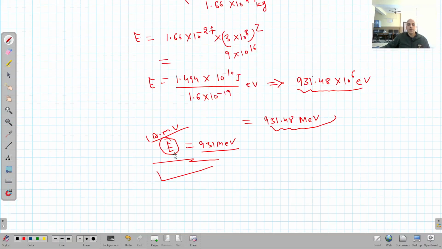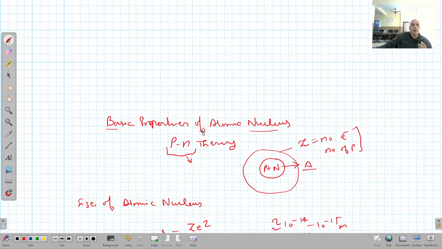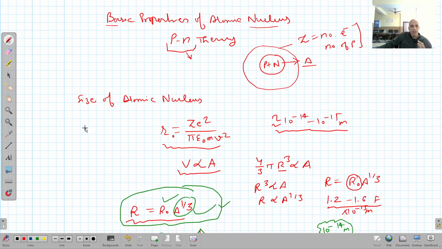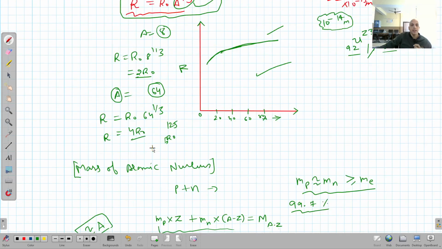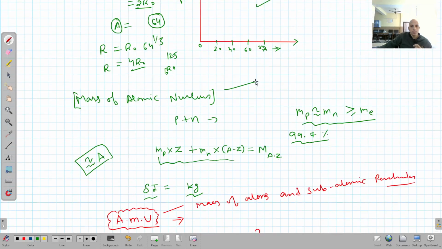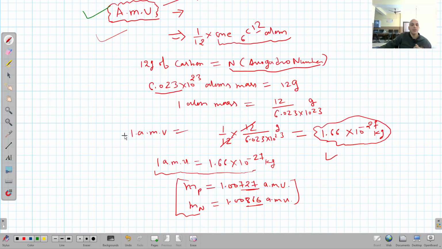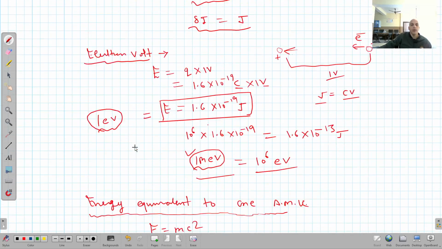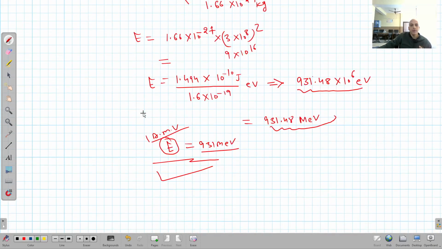So this is all about some features of the atomic nucleus, the basic properties of the atomic nucleus. In this lecture we discussed the size of the atomic nucleus, that was found R is equal to R naught A power 1 by 3. Then I discussed the mass of the atomic nucleus. Then I discussed the AMU, atomic mass unit. Then about the energy, that is 1 electron volt, mega electron volt, and the energy equivalent to 1 AMU that we calculated.